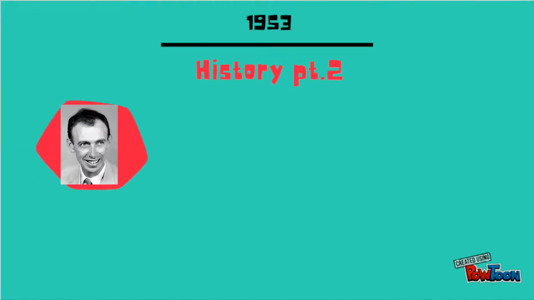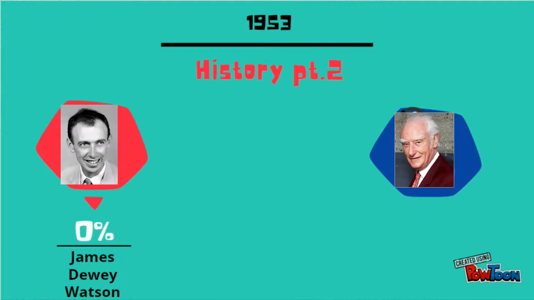In 1953, two other scientists called Watson and Crick were trying to create a model of DNA. They looked at Franklin and Wilkins's picture and created their own model.